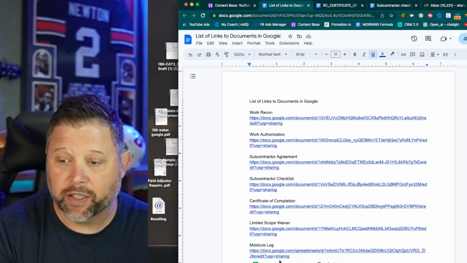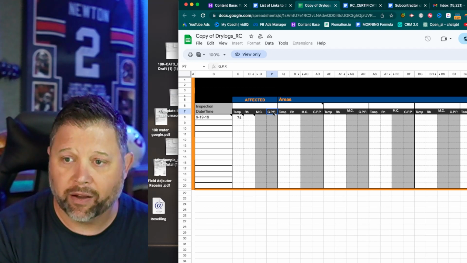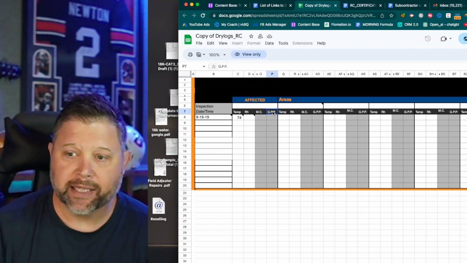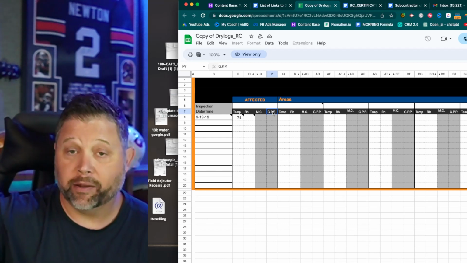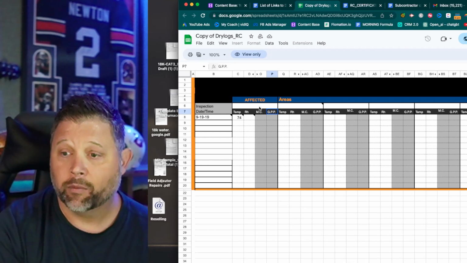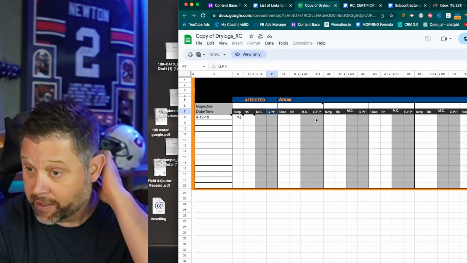Moisture logs. So these are our moisture logs. We've changed this. It says GPP, so I've actually changed this here to now. If you guys get them now, this will actually say goal, because GPP is irrelevant. You don't even need that there. You need temperature, relative humidity, moisture content, and then the drying goal. But this is really all that we would have, okay? We would have the affected areas, and then the temp, relative humidity, moisture content, and then the drying goal.